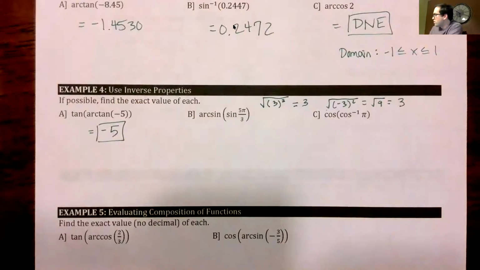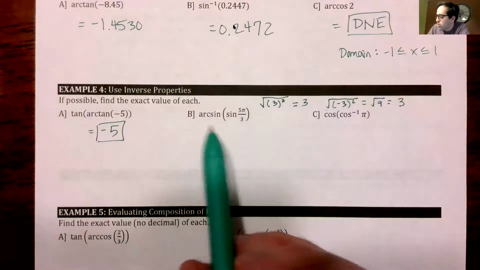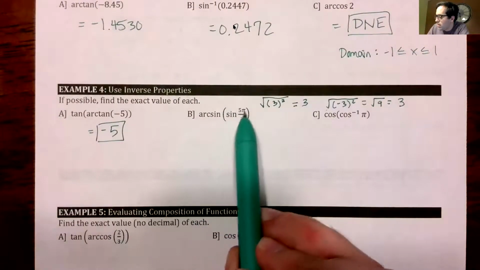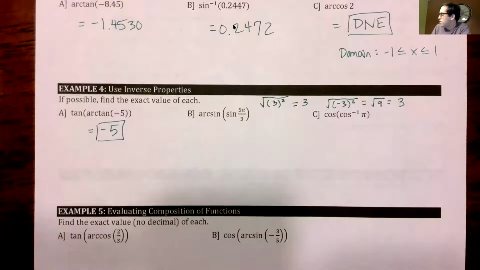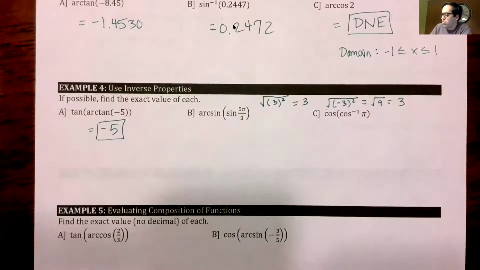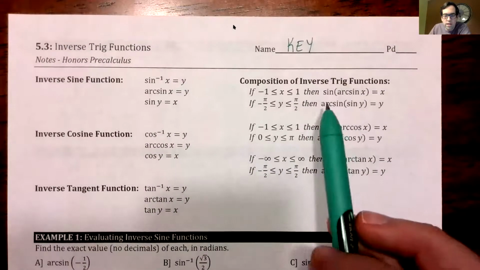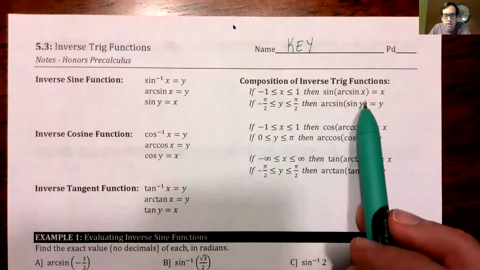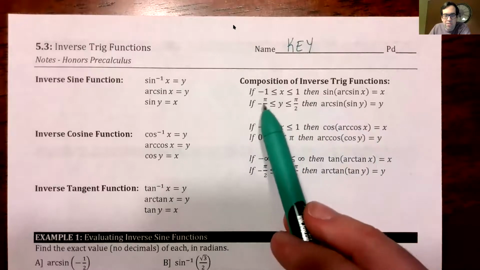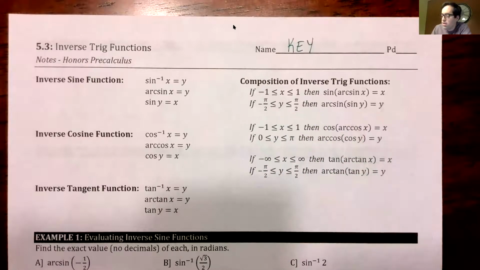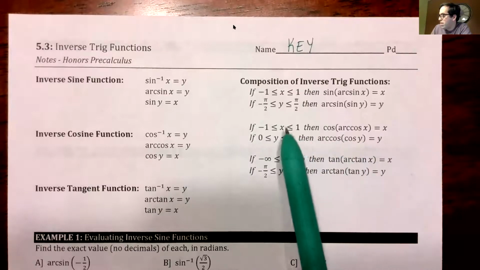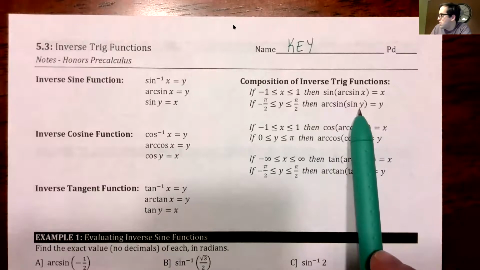Letter B. We have the arc sine of the sine of 5 pi over 3. So if we take a look at that chart from the first page and think about arc sine of sine. Arc sine of sine only works if the number I'm plugging in is between negative pi over 2 and pi over 2. 5 pi over 3 is definitely bigger than pi over 2. So this is not necessarily going to cross out.